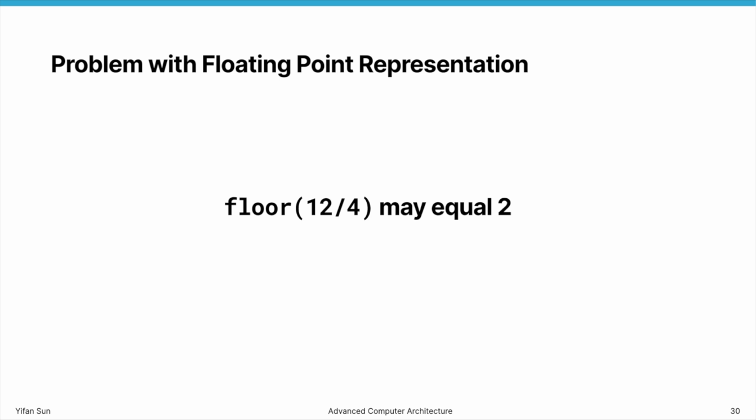So there's a big problem with floating point numbers. What's the problem? 12 divided by 4, what do we get? We don't exactly know, actually. We can get 3.0, or we can get 2.999999999, right? Now, if we take a floor operation, it can either be 3 or 2. Just hard to say.